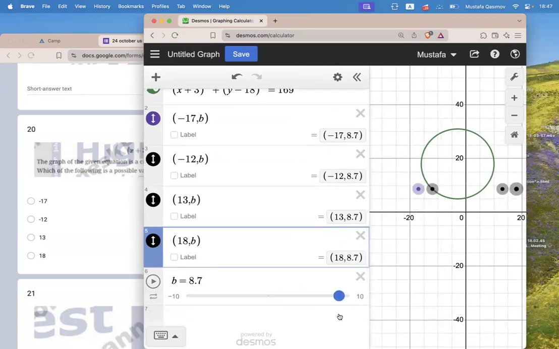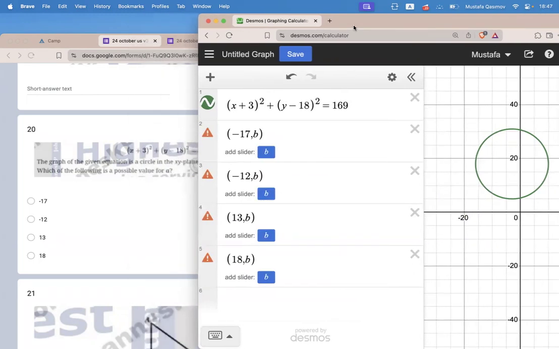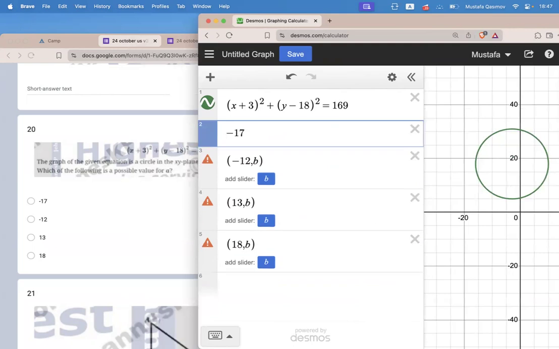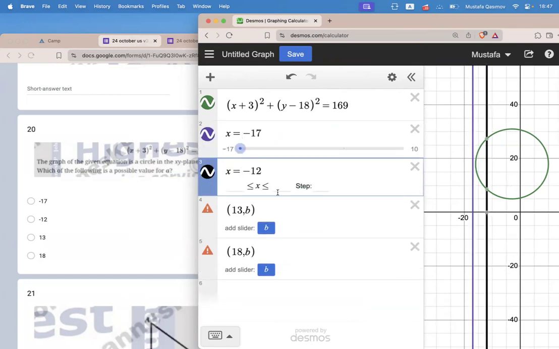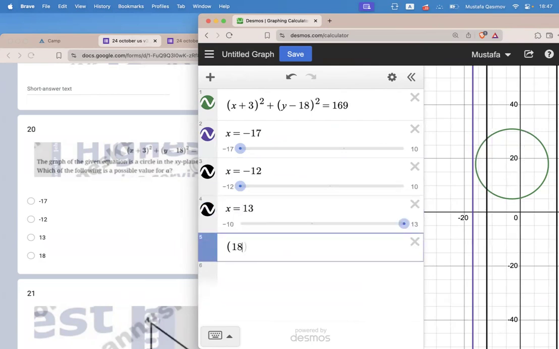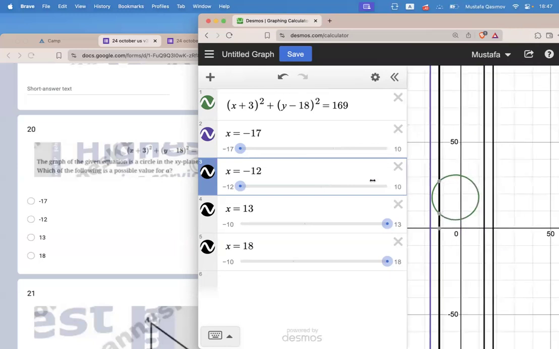Right. You can think of it like that. Correct. But if you want, you can also write it like this, by the way. You can just write here: it says A, and A is X, so X is equal to -17. X is equal to -12. X is equal to 13 and X is equal to 18. You can see that only the black one has an intersection point with the circle, so the answer is B.